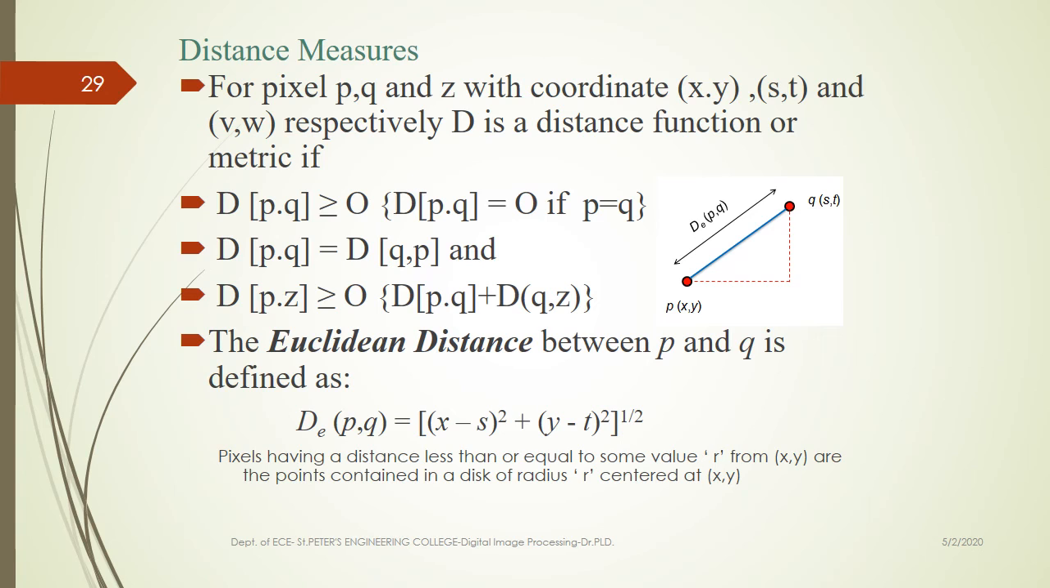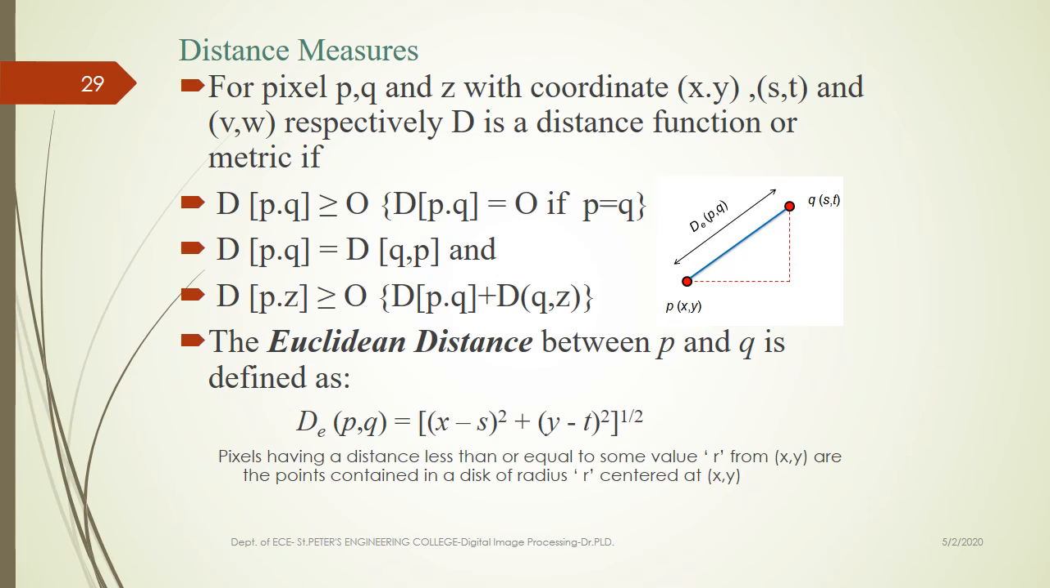That is P, Q here represented. How you are calculating the distance between P and Q with this distance measures concept varies in three different ways. One is Euclidean distance between P and Q. How you are calculating the distance between P and Q in the diagonal representation point of view, this dE of PQ, that is the Euclidean measure.